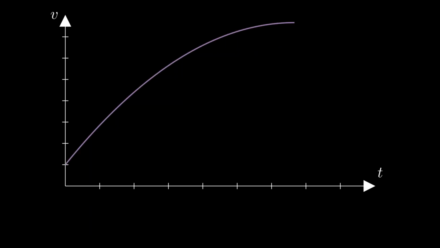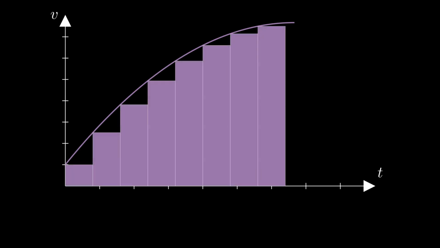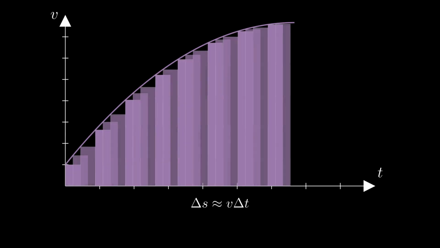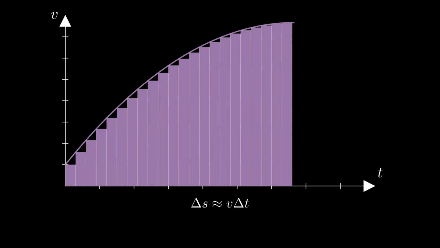Each of these bars represent a small change in displacement, delta s. Now, delta s is approximately equal to v, the velocity, times the small interval of time, delta t. Now, this is an approximation because over a finitely small interval of time, the velocity is going to change somewhat. So as we make the interval of time delta t smaller and smaller, this approximation becomes more exact.